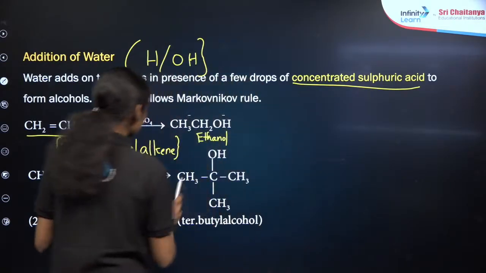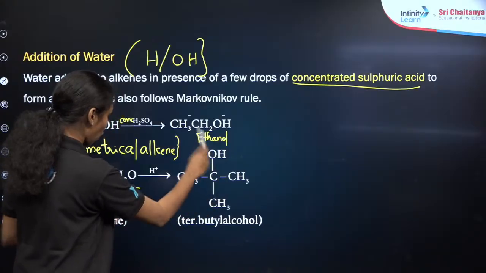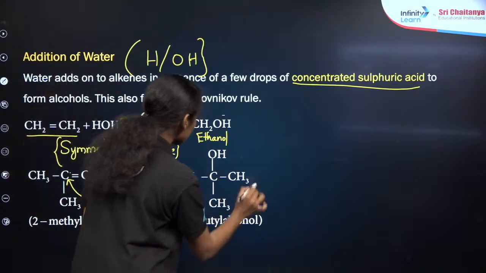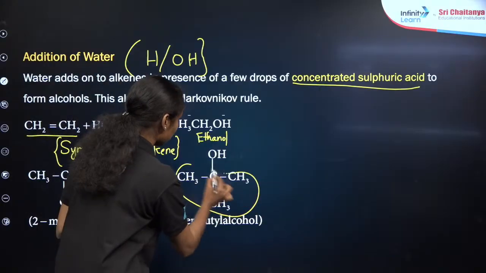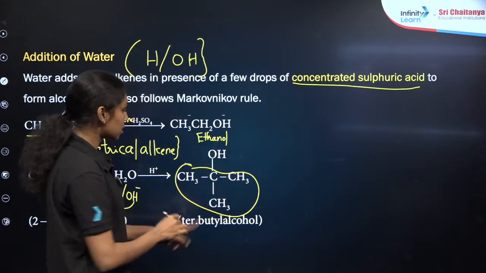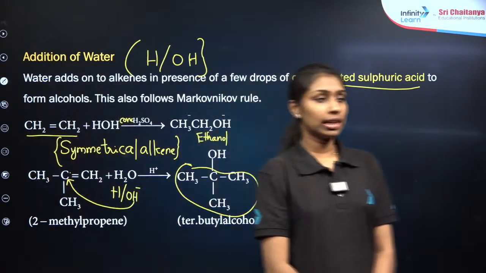So the product formed will be CH3C(CH3)2OH, which is tertiary butyl alcohol, right? This part is known as tertiary butyl, and having the OH group, it is known as tertiary butyl alcohol. Is that clear?